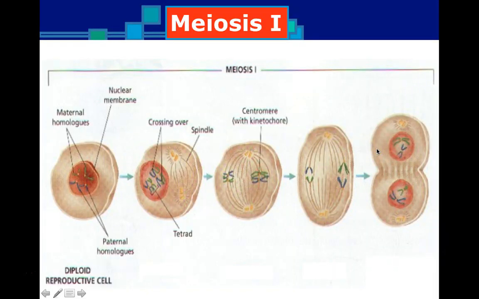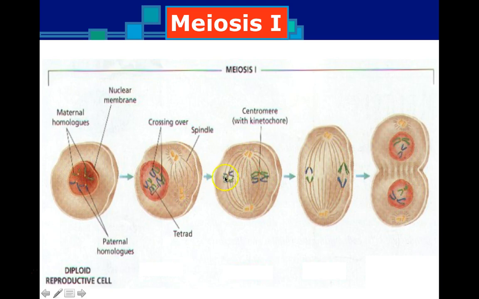So here is a more detailed picture of what's happening in meiosis I. Remember, the goal of meiosis I is to take an original diploid cell and to reduce the amount of chromosomes and make 2 haploid cells. So what we see here, and this is the major difference that you'll notice between mitosis and meiosis, is that in meiosis I, instead of having chromosomes line up, you now have homologous chromosomes lining up.